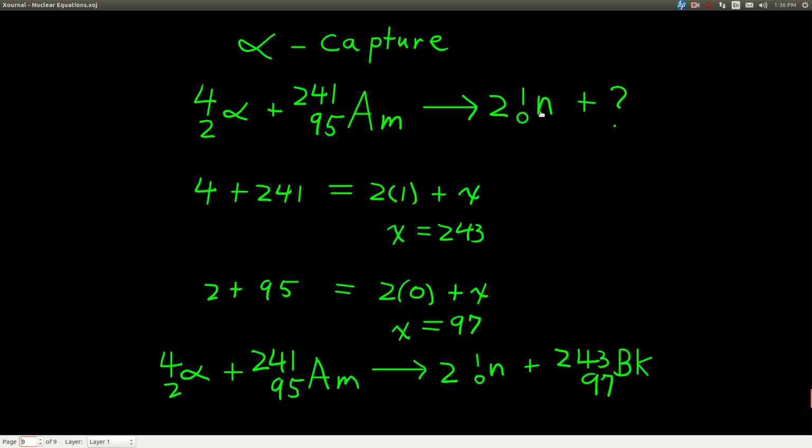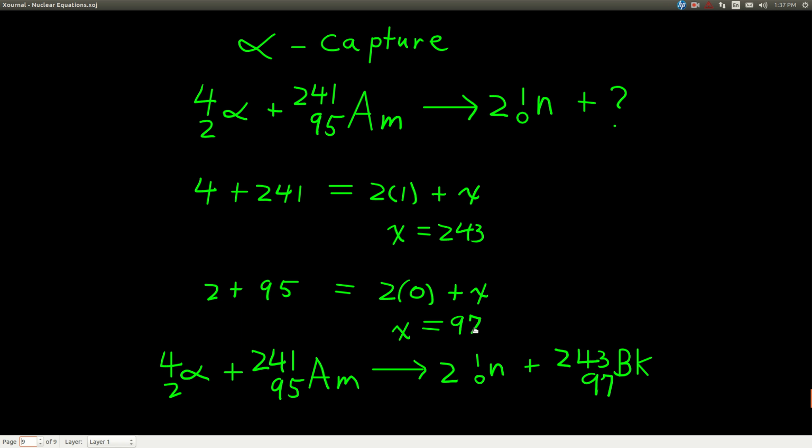Well, we have 2 neutrons here. So we have 2 times 1 is 2. We need 243 more here. That means our mass number is 243. Now we've got that, right? All we have to do is get the bottom number, the atomic number. On the left, 2 plus 95 is 97. So we know we need 97 over here. Well, we have 0 from the neutron. So we need 97 from our daughter isotope.